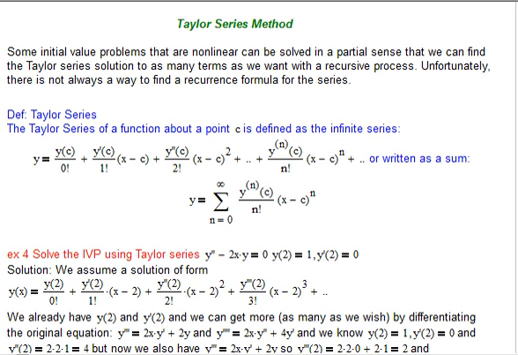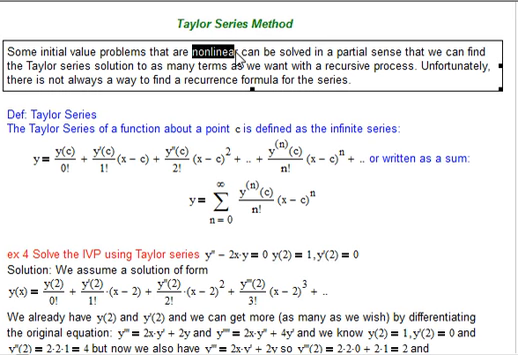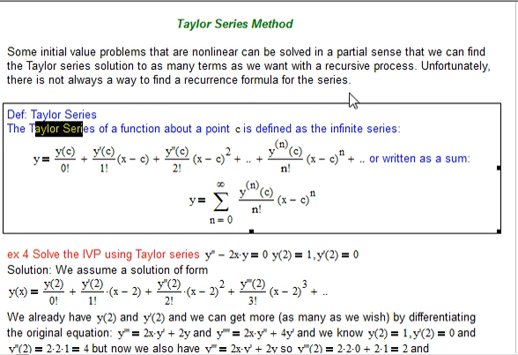Well, some initial value problems that are nonlinear can be solved partly, in that we can find the Taylor series solution to as many terms as we need with some kind of recursive process. Unfortunately, there's not necessarily a way to find the function that the recursively defined Taylor series is a representative of. So still, though, we can get this Taylor series to as many terms as we desire. So first of all, just a refresher, what is a Taylor series?